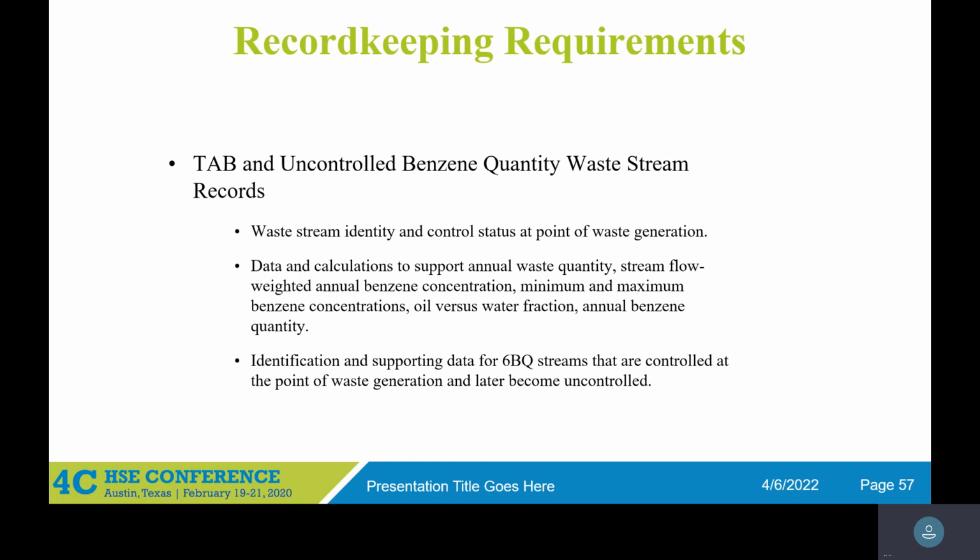you have to identify the stream and the control status at the point of generation, whether it's controlled or not, for the TAB. And for the 6BQ, you have to document that it was basically controlled all the way until it became uncontrolled, right?